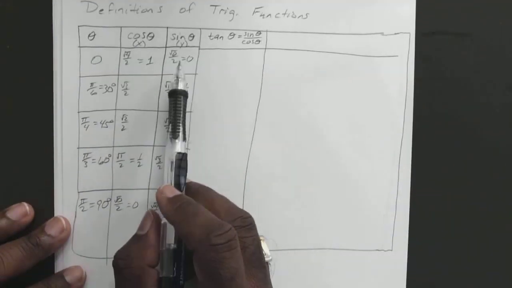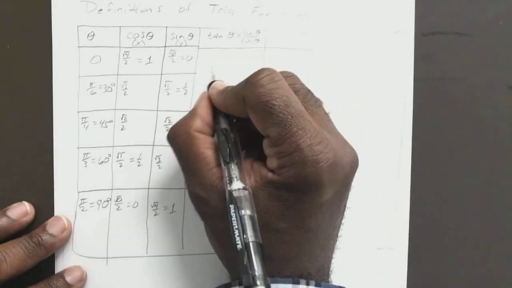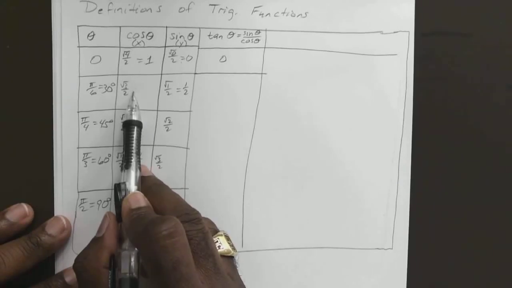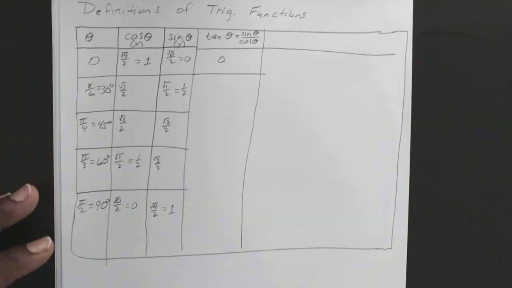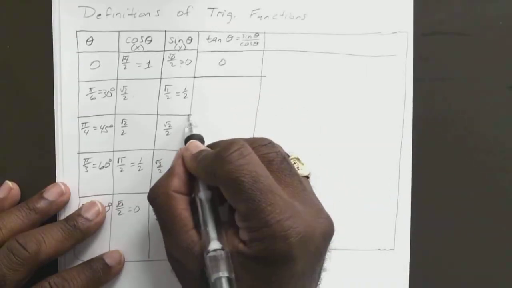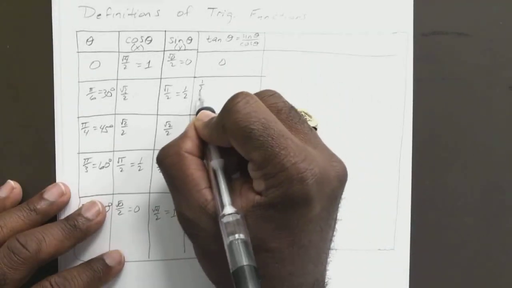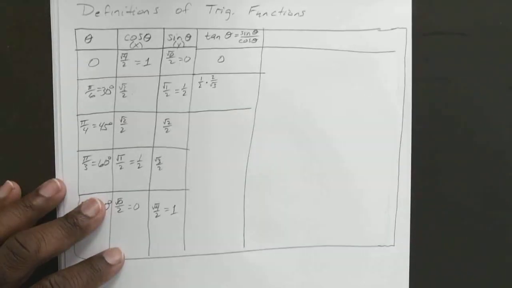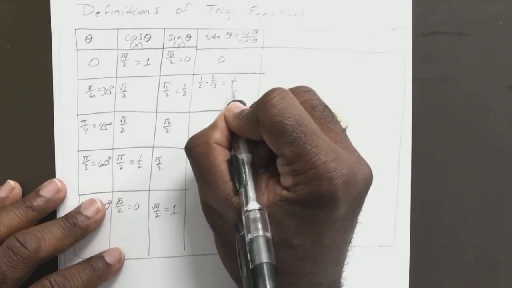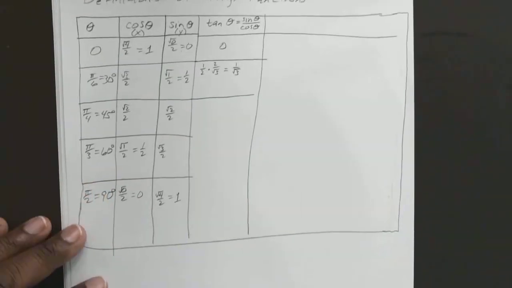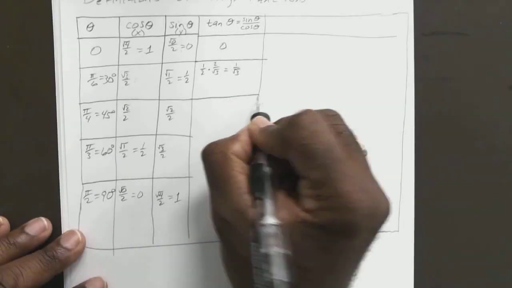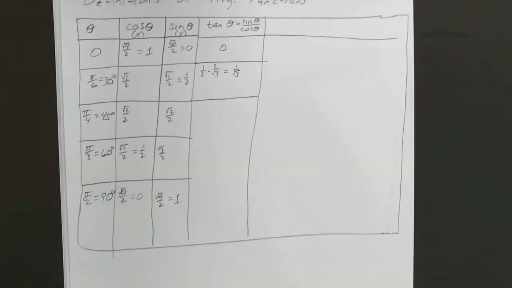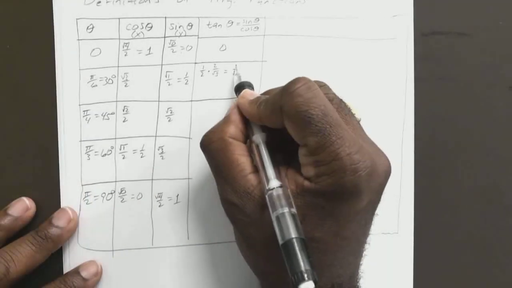Okay, so if we have sine over cosine, you have 0 over 1, which is just 0. You have 1/2 over square root of 3 over 2, and I actually figured that out earlier. I might as well figure it out here. 1/2 divided by square root of 3 over 2 is times 2 over square root of 3, which is 1 over square root of 3. Or if you wanted to rationalize, it would be square root of 3 over 3.